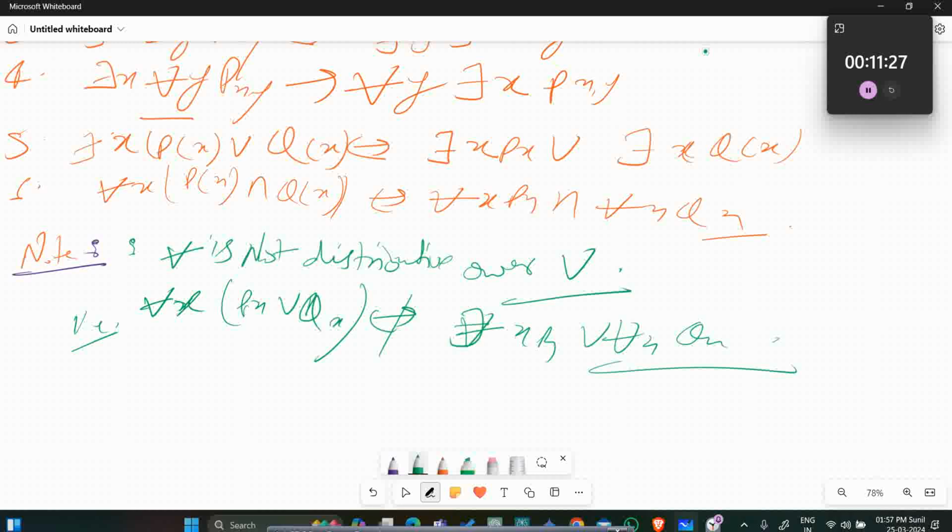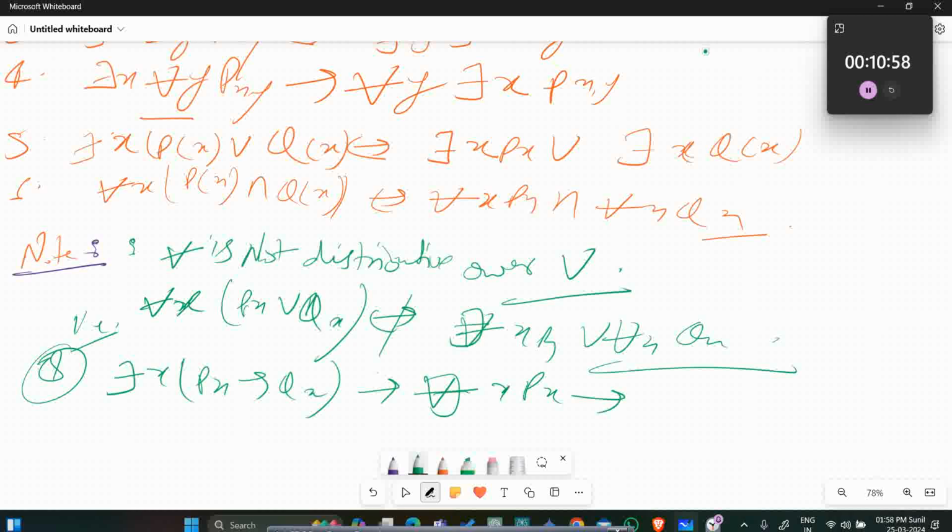Now the seventh is: there exists some x for which P(x) implies Q(x), which implies for all x, P(x) implies there exists some x, Q(x). We can replace this with for all, right?